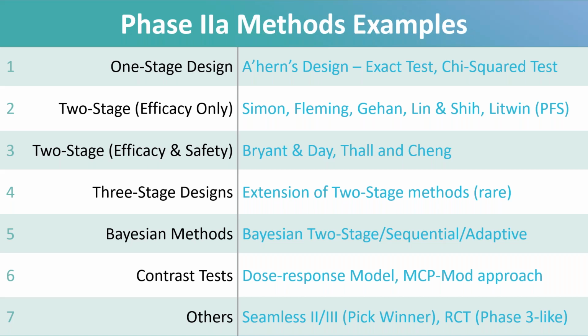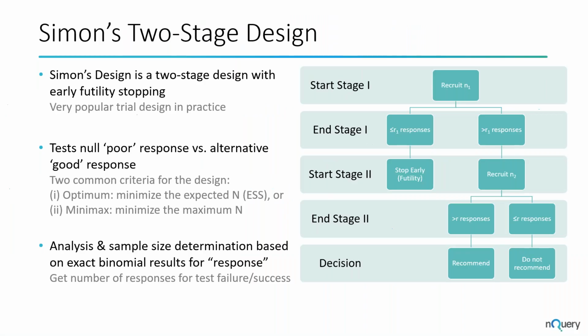You can also do a Phase 3 like randomized controlled trial at Phase 2, but one-arm designs would be more typical. But now what we're going to do is focus in on Simon's design, which is one of the most popular clinical trials in practice. Simon's design is a two-stage design that allows for early stopping for futility.